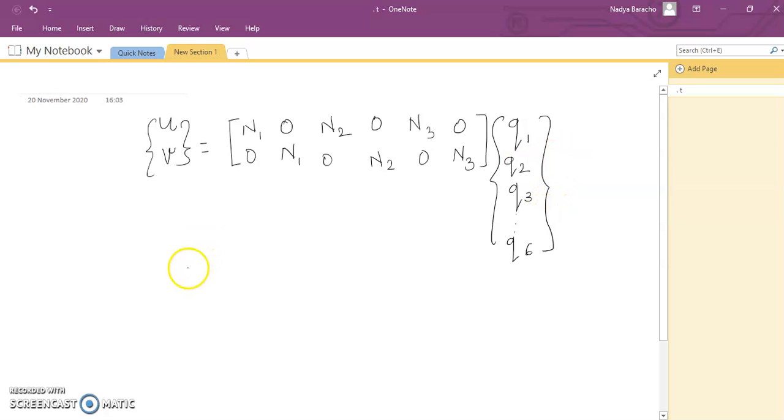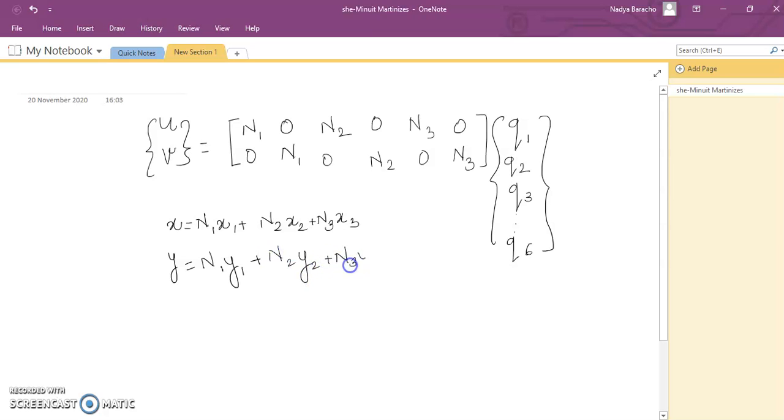We also learned that for the same triangular element, the coordinates of any point could be given by x equals n1 x1 plus n2 x2 plus n3 x3, and y of a point within the element is given by n1 y1 plus n2 y2 plus n3 y3. So the shape functions n1, n2, n3 were used for finding out the coordinates of a point as well as for finding out the displacement of a point within the element.